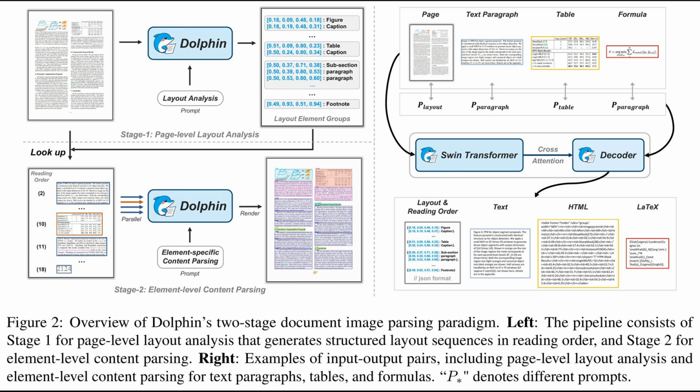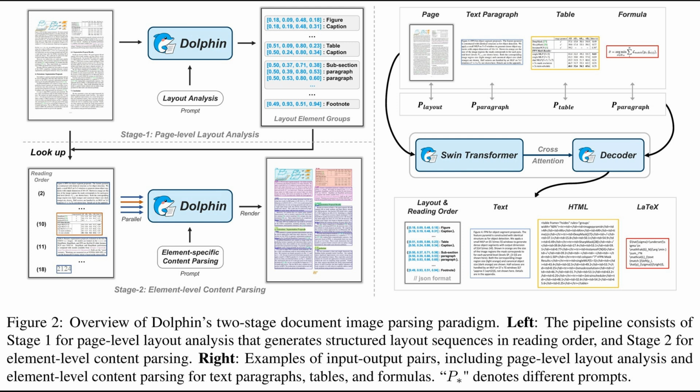Then, stage 2 is element-level content parsing. This stage takes those identified elements and processes them in parallel, which is key for speed. As shown on the right, it uses specific prompts for different content types, like p_table to parse tables into HTML, or p_paragraph for text and formulas, outputting LaTeX for formulas.